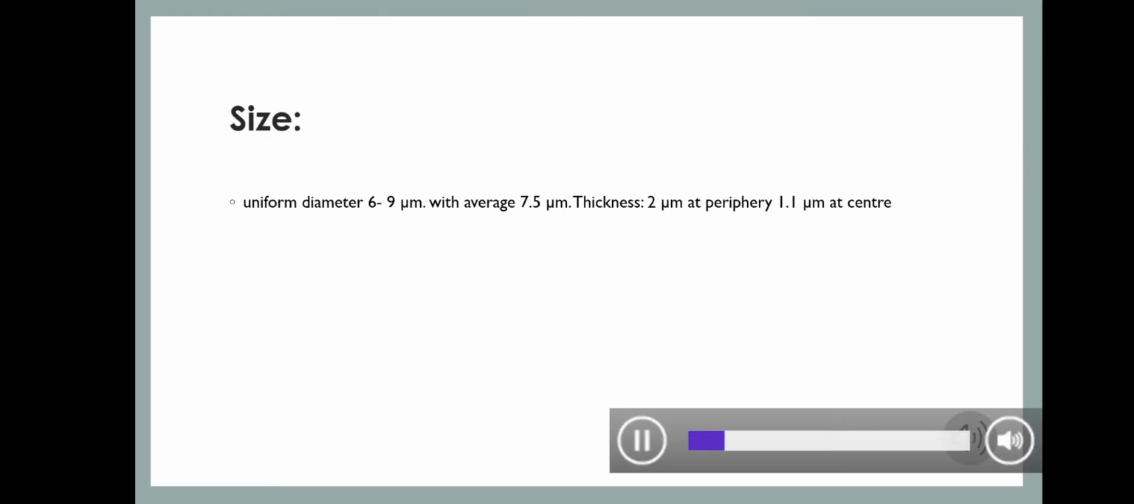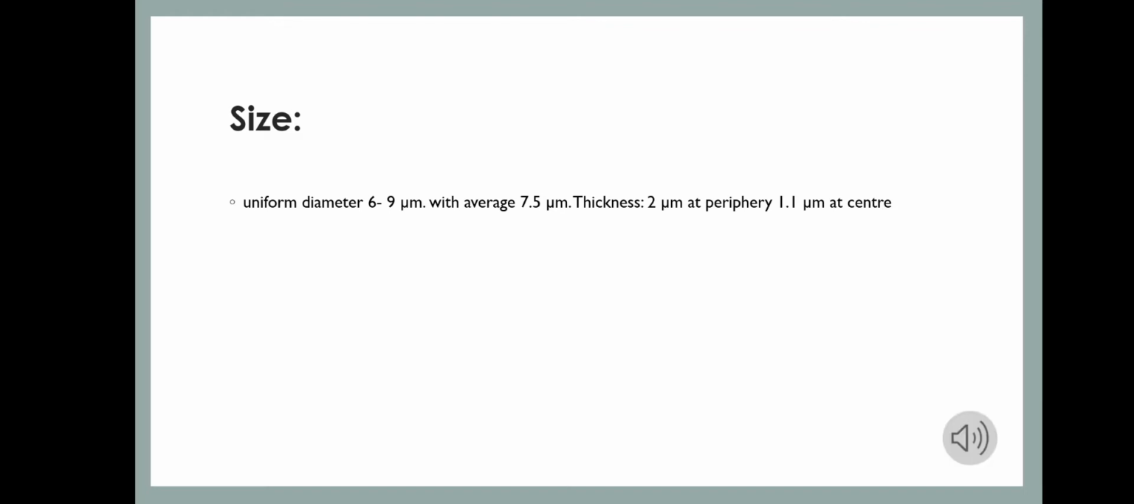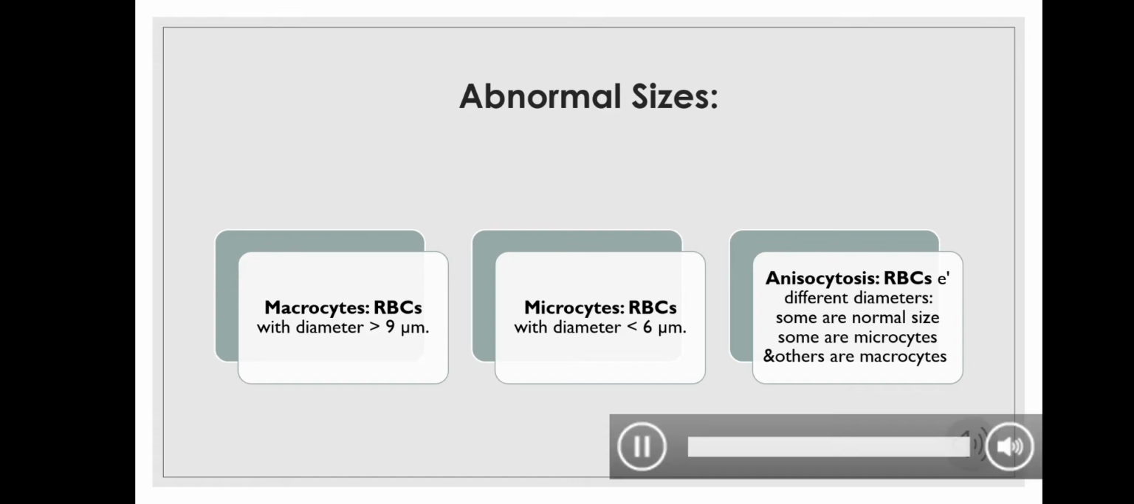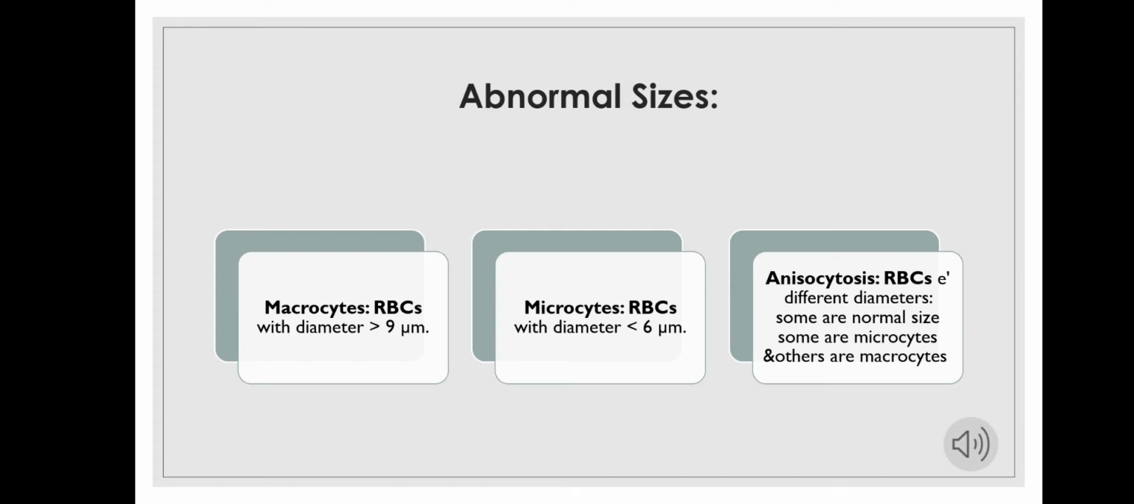The size: uniform diameter, 6 to 9 micrometer with average 7.5 micrometer. The thickness is 2 micrometer at the periphery and 1.1 micrometer at the center. Abnormal sizes: macrocyte RBCs with diameter equal to 9 micrometer. Microcyte RBCs with diameter smaller than 6 micrometer. Anisocytosis: RBCs with different diameters. Some are normal size, some are microcytes, others are macrocytes.